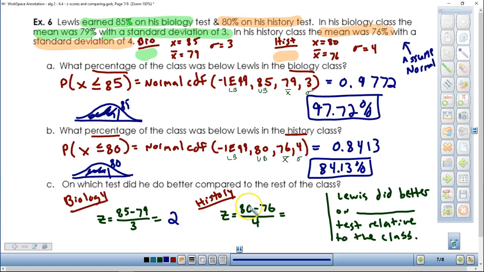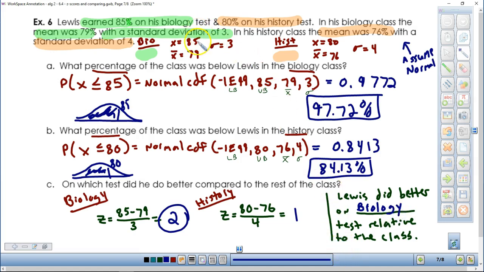Whereas in history, 80 minus 76, 4, divided by 4 is 1. Well, which is the higher number? 2. He did better relative to the rest of his class in biology. So Lewis did better on the biology test relative to the rest of his class.